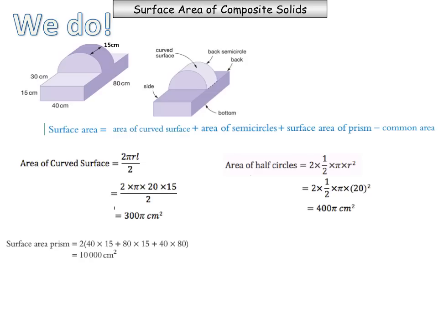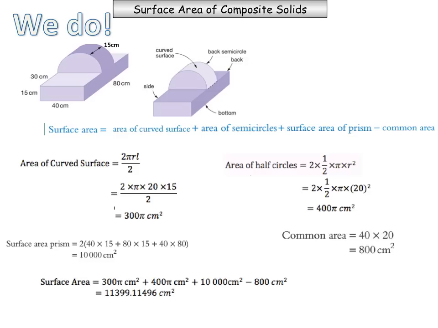The next thing we need to do is find the common area, which is the rectangle that lies between the cylinder and the rectangular prism. 40 by 20, which equals 800 centimetres squared.